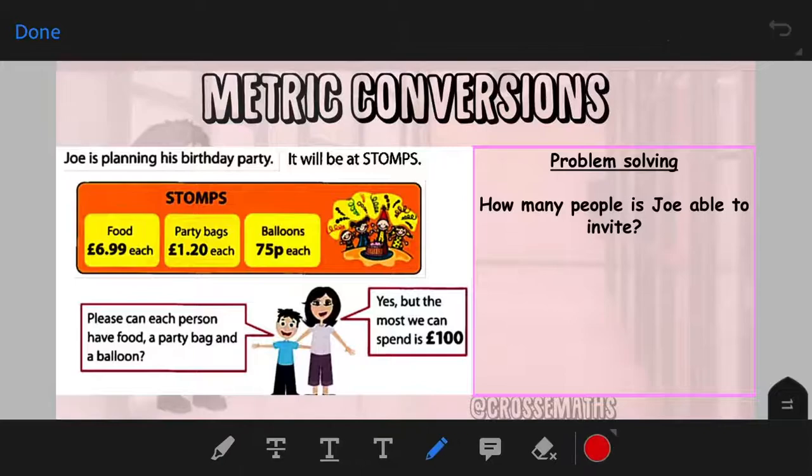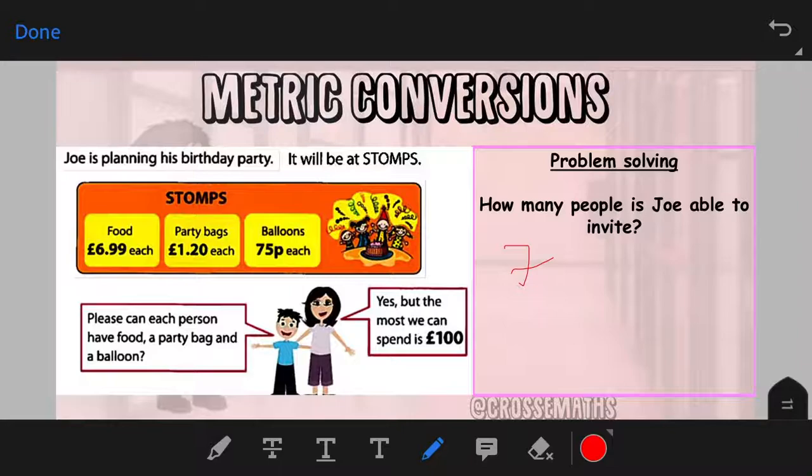Right guys, so having a go at this is quite a straightforward question. The mum can only spend £100. Joe wants to invite as many people as he can. He's going to give them each one of each of these things. Okay, my advice is to round the first one to 7. I'm going to add on the balloons and party bags.